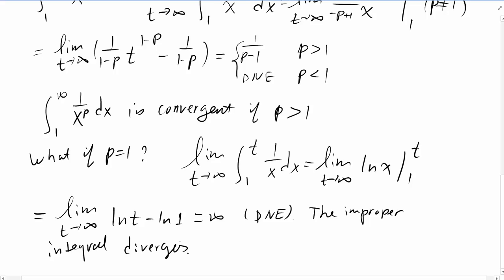All right, these are the examples for infinite interval improper integrals. And we have a different type called infinite value improper integrals, and we will do that in a different segment of this lecture.